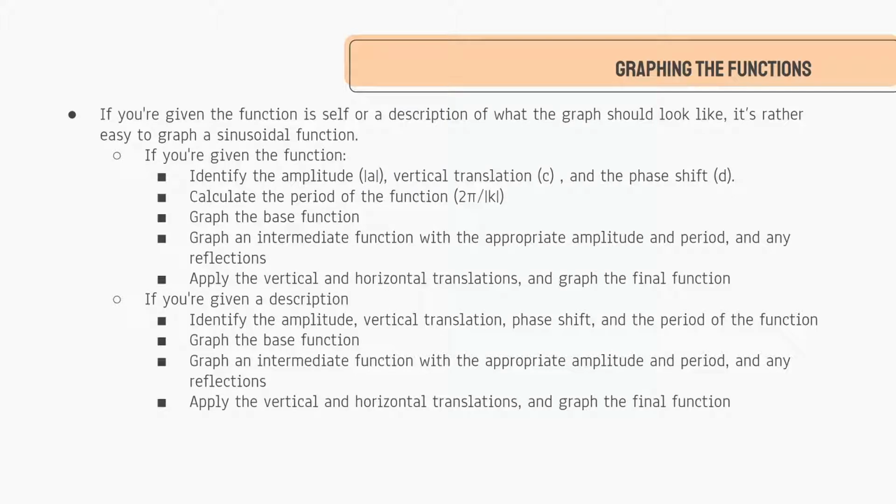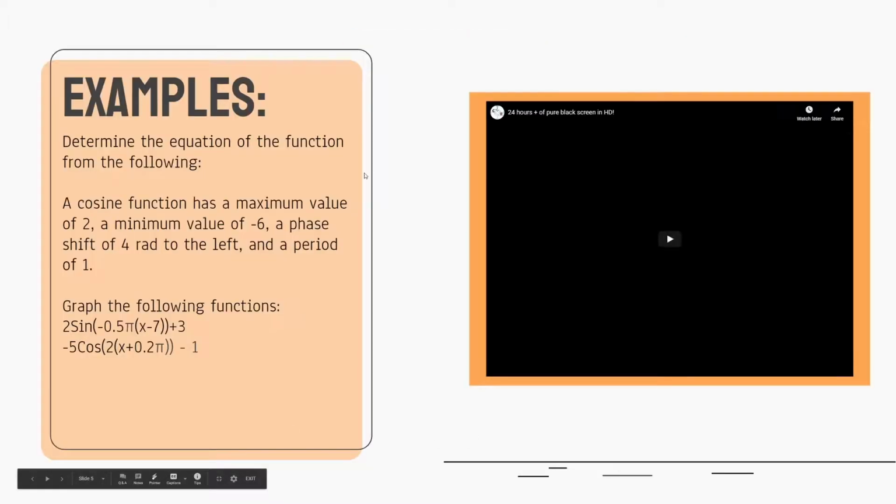Similarly, if you're given a description, you should easily be able to find the amplitude, the vertical translation, phase shift, and the period, as those will be given to you in the description. If something is not given, you can assume that it didn't occur. So if you don't see anything about the vertical translation, that means no vertical translation was performed. Again, you're just going to be following the same steps as before. You're going to graph a base function, the intermediate function, and then apply the vertical and horizontal translations to graph the final one. So, for example, let's look at these two.